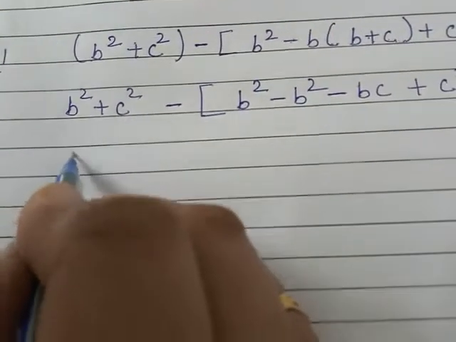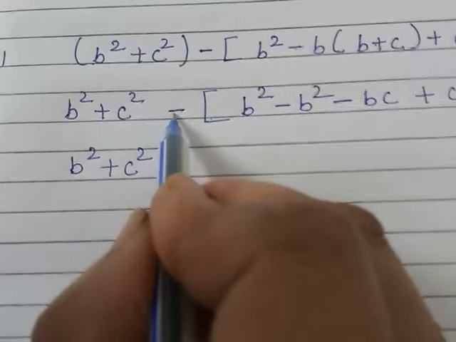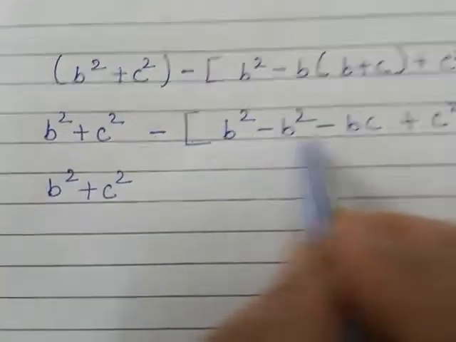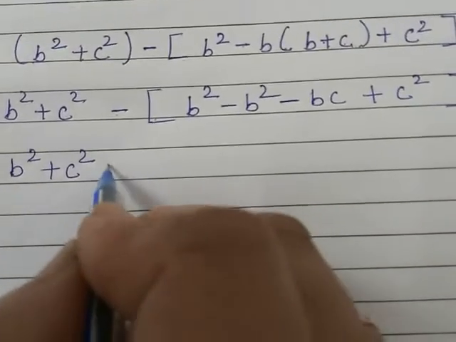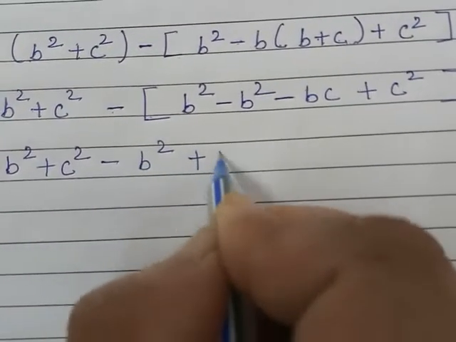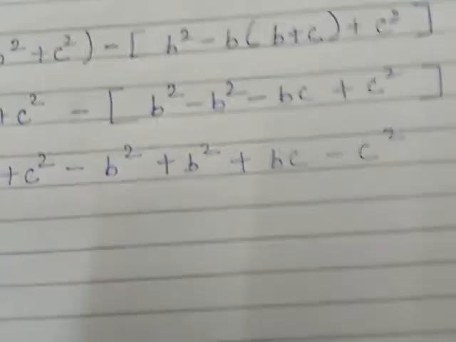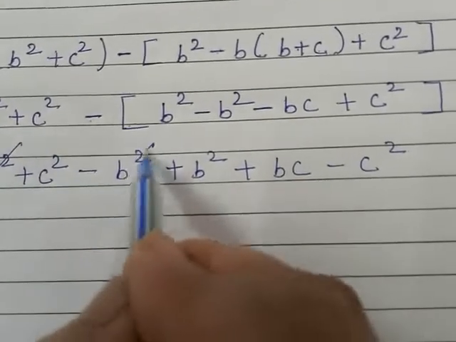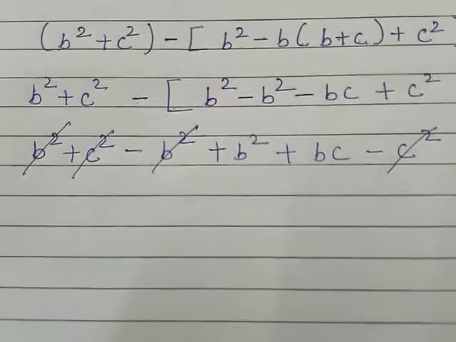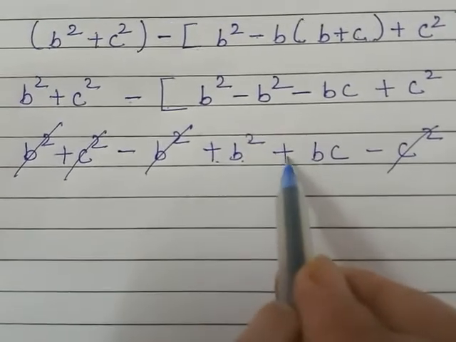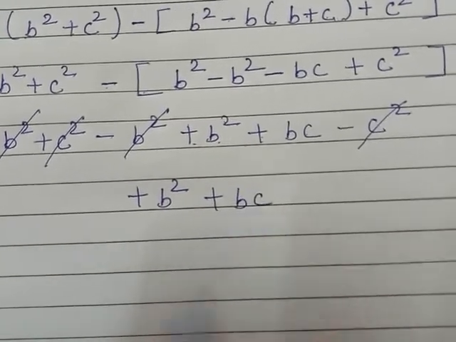Now again this b square plus c square. Outside this square bracket we have a minus sign, so while removing the bracket we will change the sign of the terms present inside the bracket. So minus b square plus b square plus bc minus c square. Now see here, plus b square and minus b square we have cancelled, plus c square and minus c square we have cancelled. Now what is left? Plus b square and plus bc. So plus b square and plus bc, this is the answer.